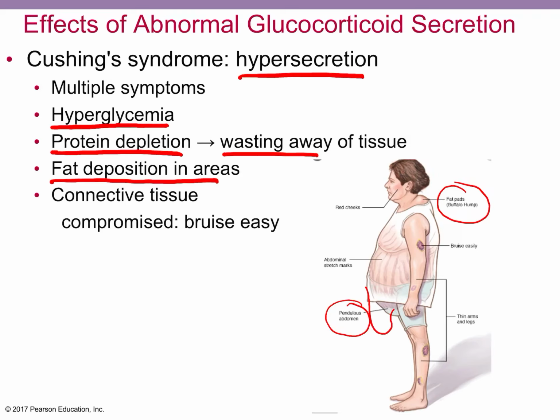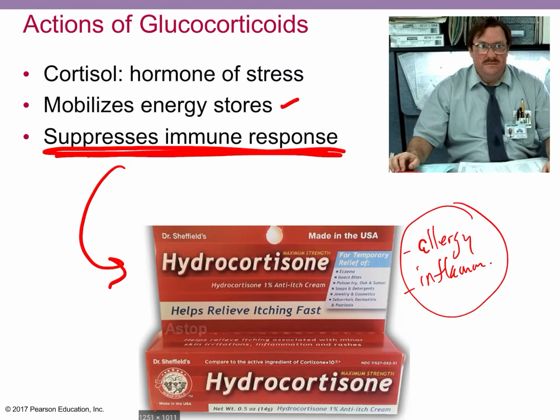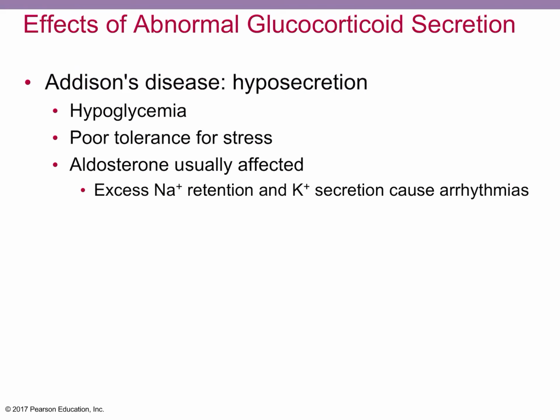Connective tissue is also compromised, so you can bruise easy because the connective tissue in your blood vessels is weak. So if you hit yourself, the blood vessel breaks open and causes a bruise. In terms of hyposecretion, Addison's disease. So hyposecretion is hypoglycemia, right? Low blood sugar, and then poor tolerance to stress. And then, because aldosterone is also affected, you have excessive sodium retention and potassium secretion.